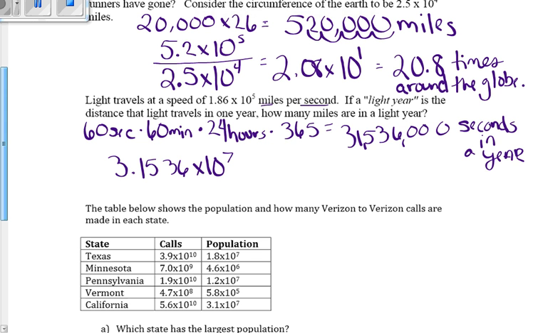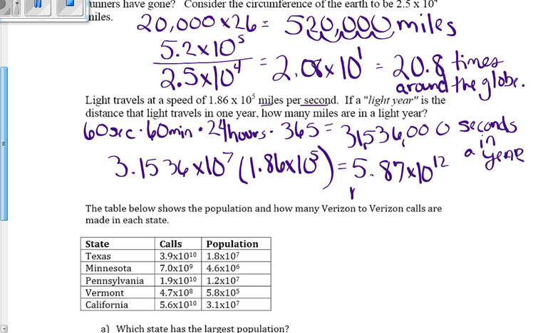Okay, so this is for 1 year. So now I want to figure out how far light can go each second. So I'm going to multiply that by 1.86 times 10 to the fifth. And my answer is going to be a pretty big number, and I'm only going to write the first 3 digits. 5.87 times 10 to the 12th miles in a year. So light is traveling very, very far in a year, if you want to write that out into standard form. All right.